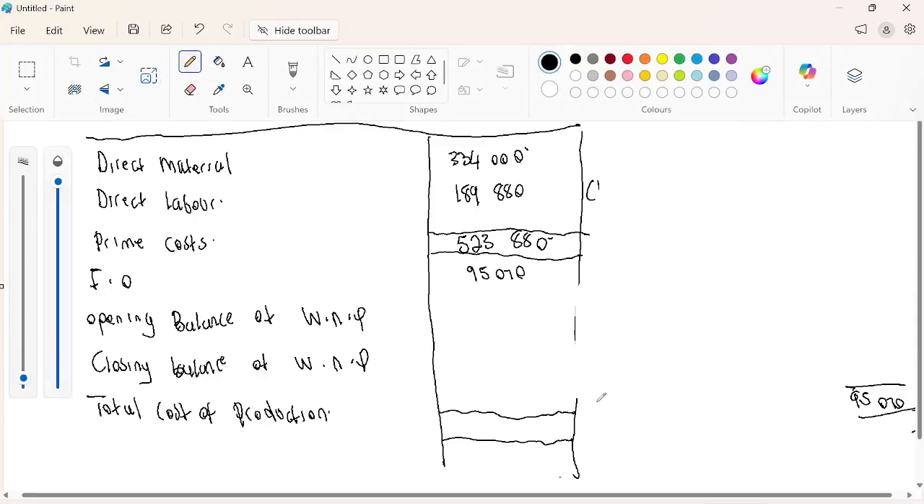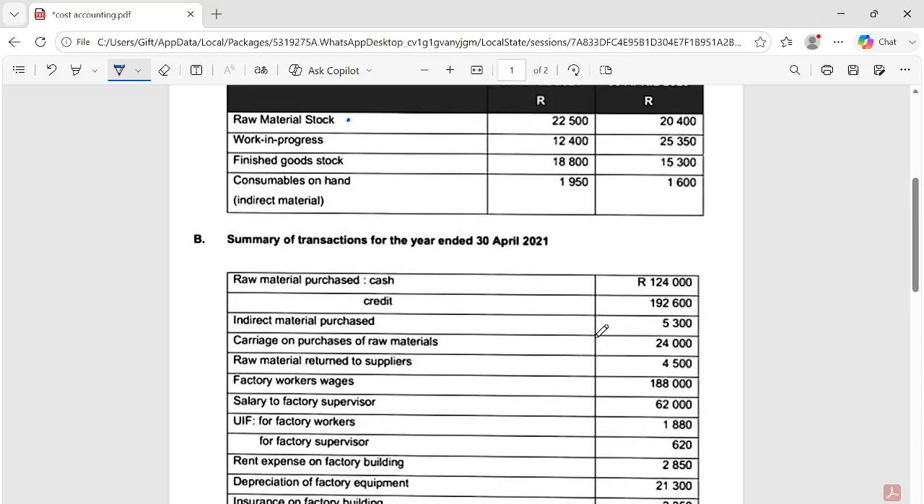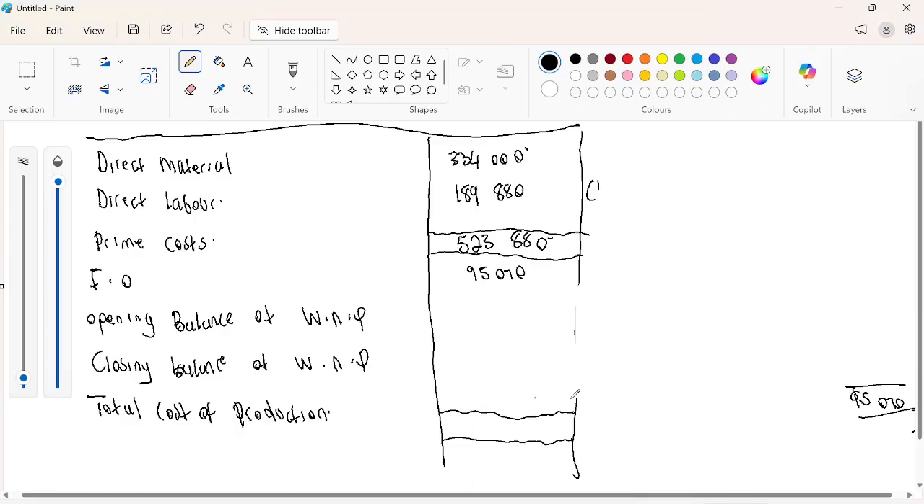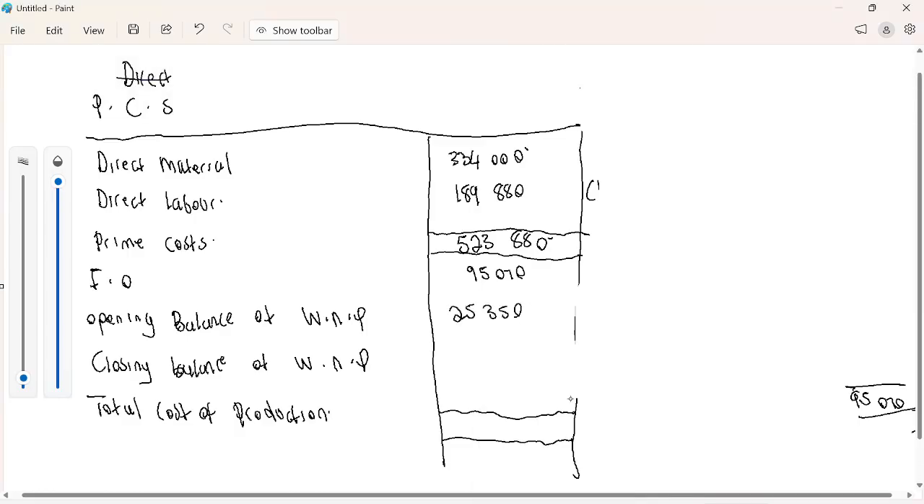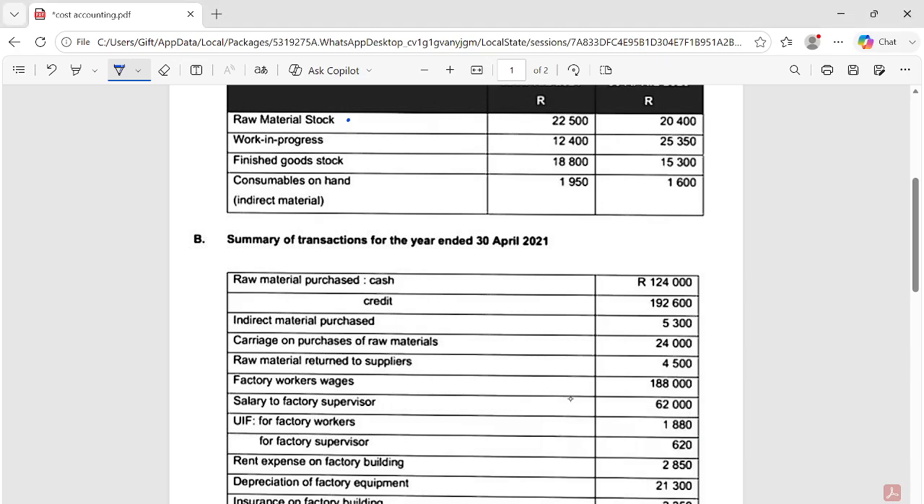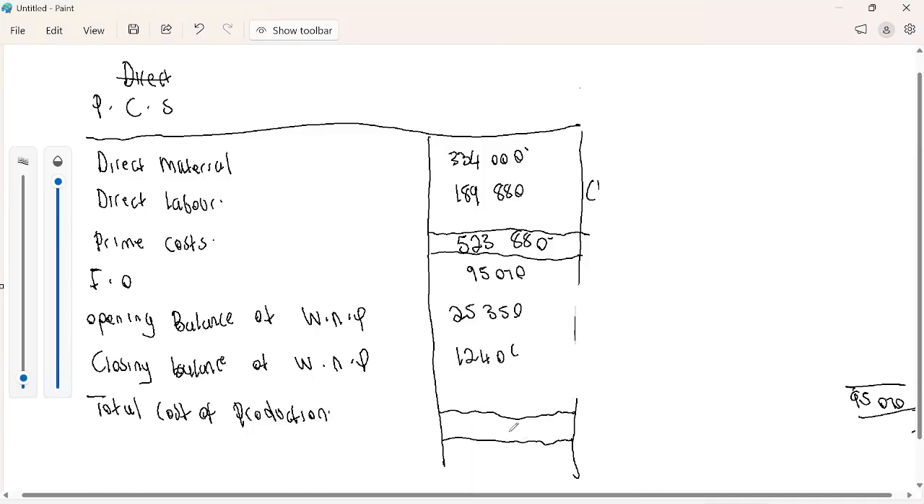Then I have the opening balance of work in progress, which is 25,350, and the closing balance, 12,400. That's going to be negative. How do you get the total cost of production? This amount plus this minus this gives me a total. So 523,880 plus 95,370 plus 25,350 minus 12,400. I'm having 631,900. This is my total cost of production for grade 11s, guys.